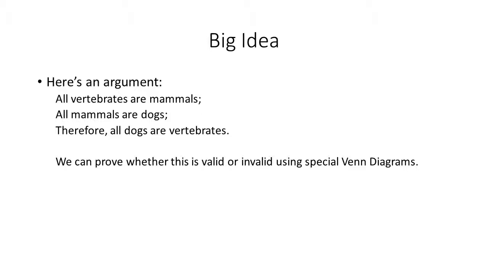You might remember Venn diagrams from, I don't know, middle school? I'm not sure when these get introduced. I remember learning about them, though. They're the circles that either intersect or don't, and they're shaded in various ways, and that tells us something about two or three classes of objects, how they're related to one another. So we're going to use those to show whether or not this argument and other arguments like it are valid or invalid.